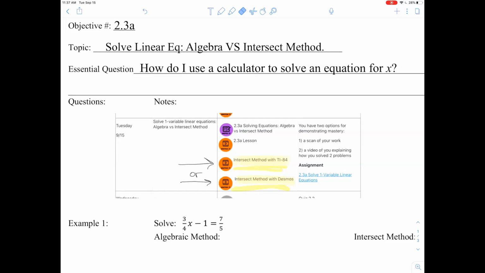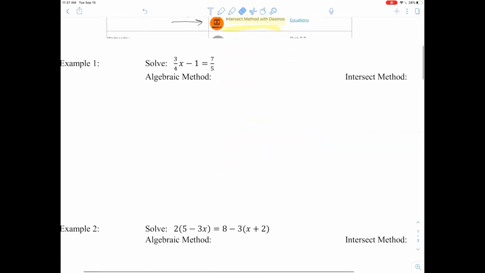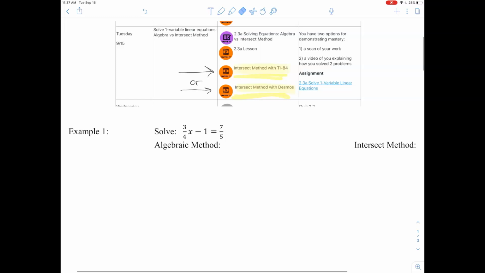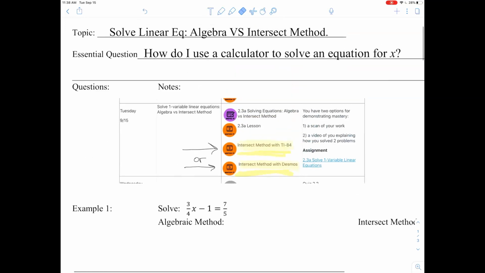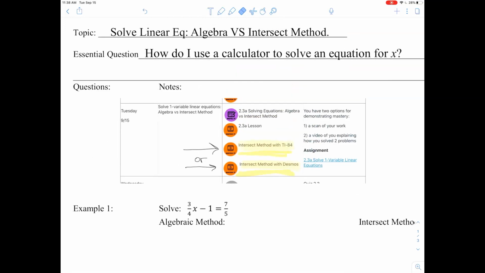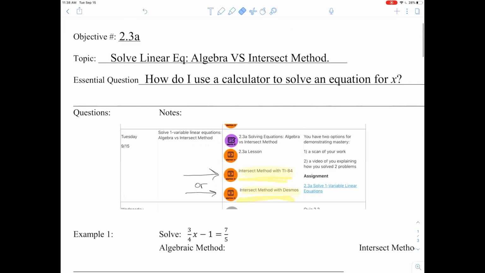Okay, so here's objective 2.3a. So we're going to be solving equations today for x. Look at these equations, guys. But what I'm going to be teaching you today, I'll just refresh how to algebraically solve them. But my task today is to teach you to use your calculator to solve the equation by using what we call the intersect method.